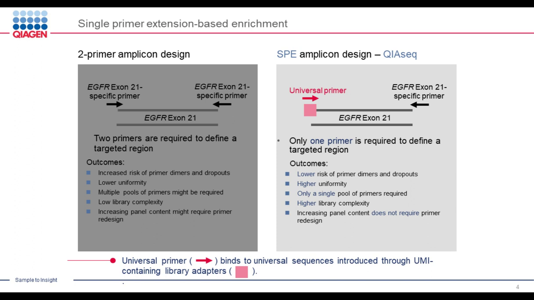And now increasing the panel content does not require a complete redesign of existing primers. If you decide to increase the content of your panel, you don't have to redesign existing panels anymore. You can just take the new primers that are required for the new genes or new regions of interest and simply spike them into the existing primers. That way, increasing the panel content does not really require a complete rework of the existing primers.